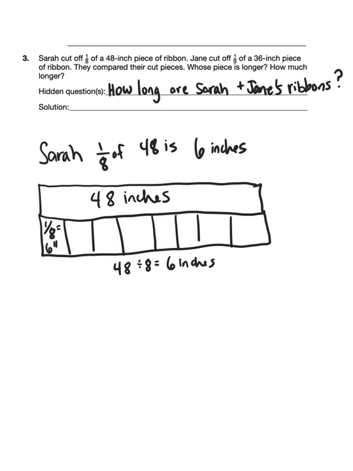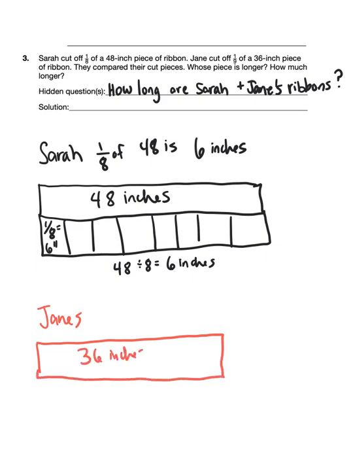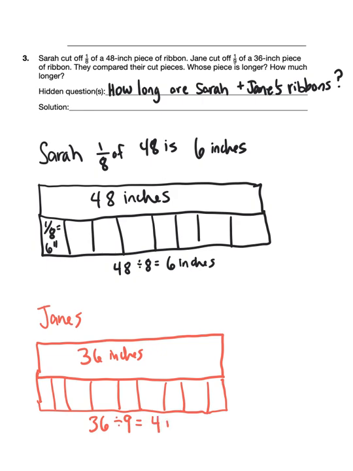1/8 of 48 is 6 inches. Now, I'm sure you're noticing that knowing your multiplication facts and your division facts will make this problem a lot easier. Now, for Jane's ribbon, hers is a little bit shorter. It's only 36 inches long. And she cut hers into 9 equal pieces. 1, 2, 3, 4, 5, 6, 7, 8, 9. Yes, okay. So 36 inches divided into 9 equal pieces gives us 4 inches for each 1/9. So 1/9 of 36 inches is 4 inches.